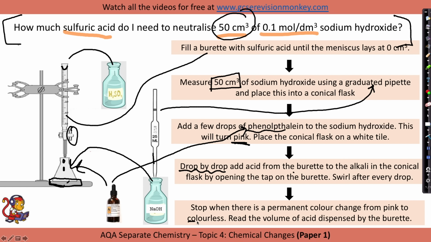When the acid completely neutralises the alkali, there will be a permanent colour change from pink to colourless. That's the end point of the reaction for this indicator. And then we can read the volume of acid dispensed by the burette. So let's say the acid went all the way down to there. We would read that volume off of our burette.